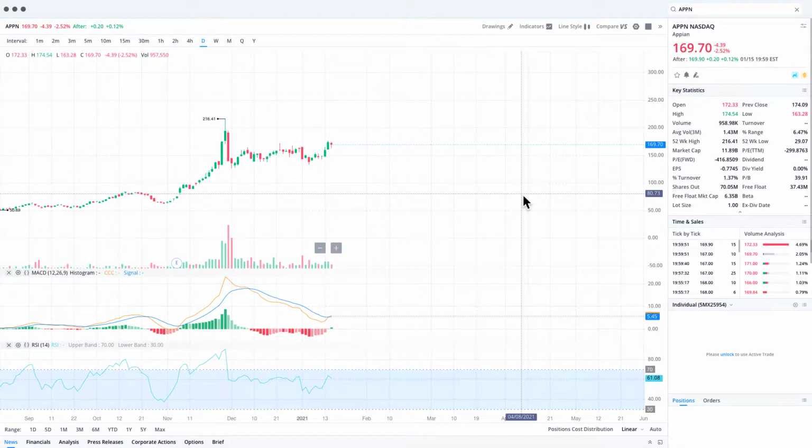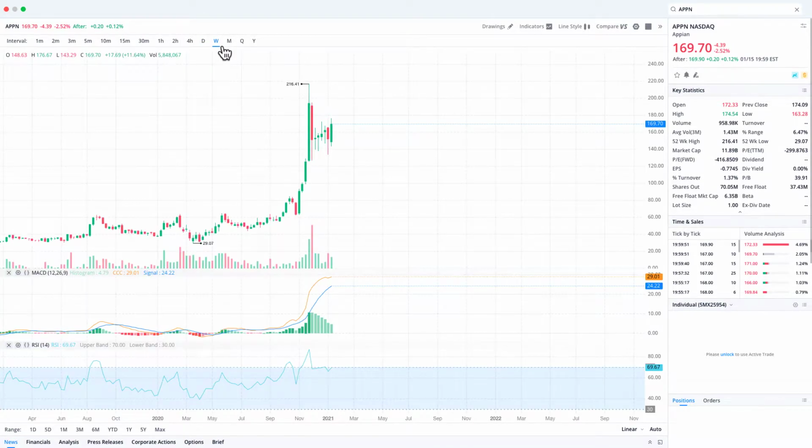A family member of mine asked me to do a quick technical analysis on APPN. Now, I don't know anything about this company. I'm just literally looking at the chart. So that's what we're going to be doing today. We're going to be looking at this chart and maybe look at how I can help him, or how I interpret these charts. So the first thing that I would do is look at the overall trend of the stock.